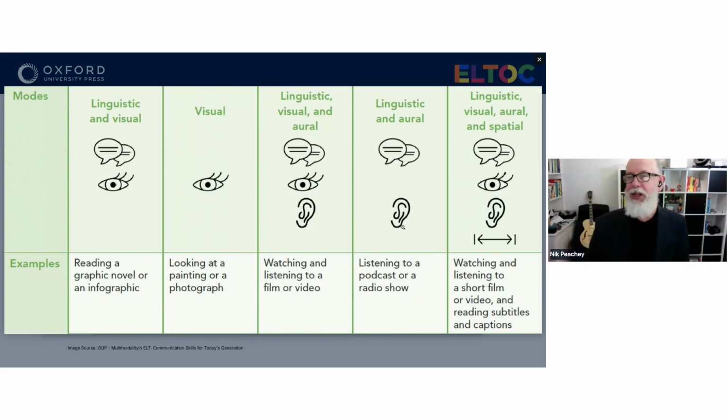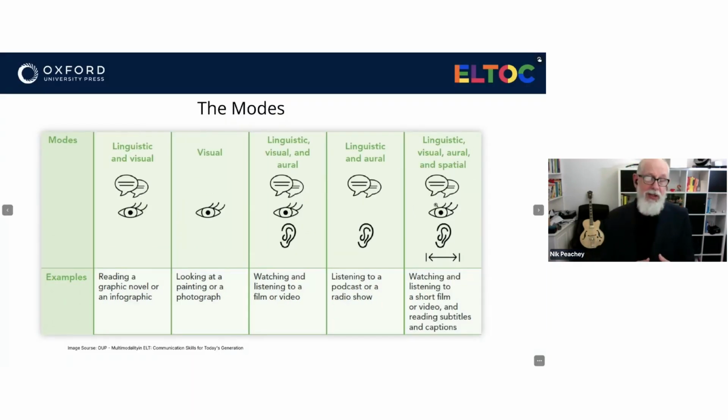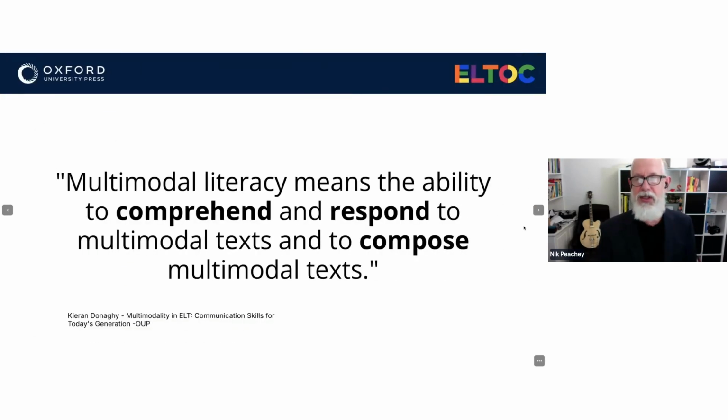And this one at the end, which I'm going to focus on most, is the linguistic, visual, oral and spatial. When you're watching and listening to a short film or video, maybe you're reading captions or subtitles, you're interpreting what you're hearing as well as what you're seeing, and the relationship of text to images. And those things get pretty complex. A lot of students, I think, suffer from this kind of cognitive overload when they're faced with authentic video in this kind of environment, and it becomes very difficult to deal with. And that's one of the things that I want to focus on in this talk.